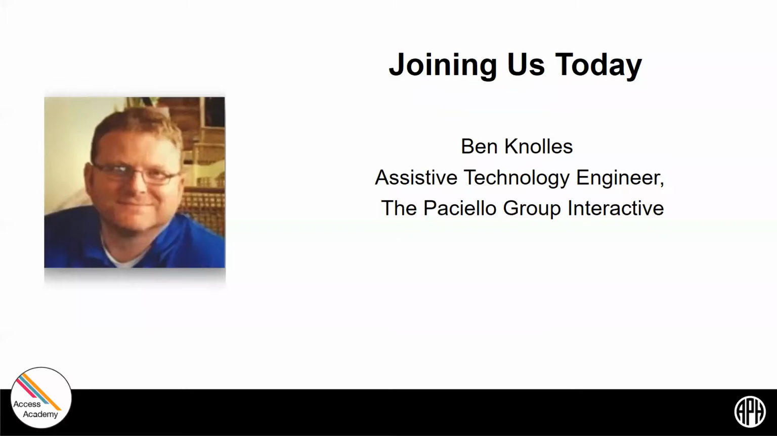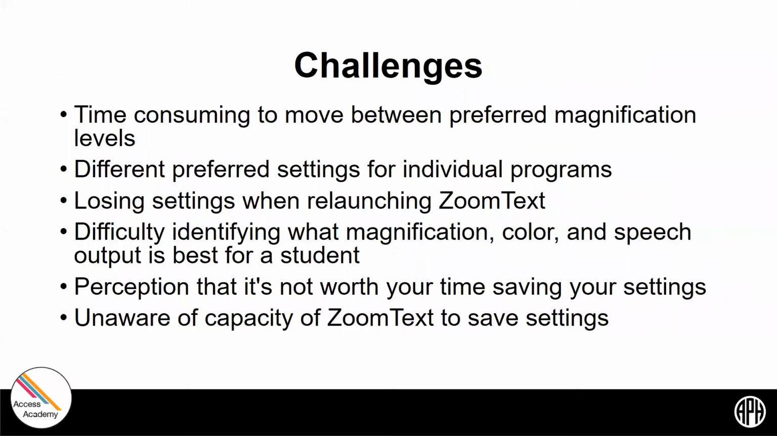So let's talk about some things that may be challenges for you or for your students. Sometimes it's time consuming to go between different magnification levels. You use one for one program, you use another for another program, and it can be difficult to make those changes. You may have different preferred settings for individual programs. That goes right along with that. If it's difficult to make those changes or it gets cumbersome, then maybe you don't want to make those changes and you have to keep setting them.